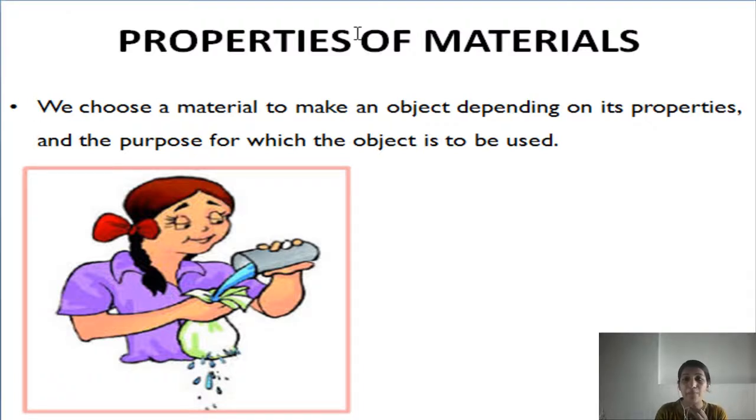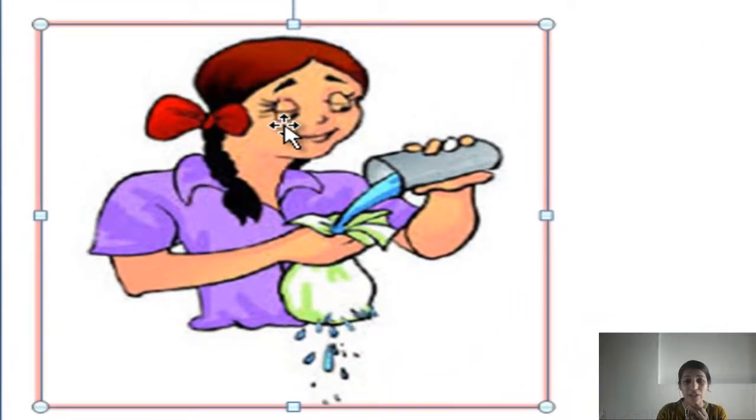So the next topic is properties of materials. Have you ever wondered why a tumbler is not made up of a piece of cloth? See this figure. We generally use a tumbler to keep a liquid. Therefore, it would be silly to make a tumbler out of cloth. What we need for a tumbler is glass, plastic, metal, or any such material that will hold the water.